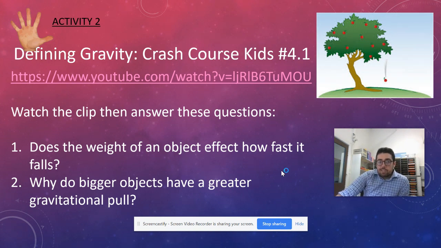So they're the two questions that I want you to answer, either typed up or written into your book. And I want you to answer them in full sentences. So you would say, the weight of an object does or does not affect how far something falls. Okay, bigger objects have a greater gravitational pull because. Okay, full sentences, thank you. You can press pause, watch that, and then come back to this clip.